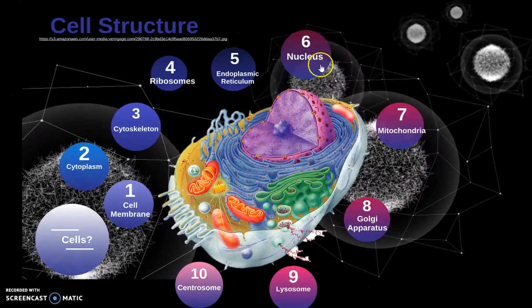Now, the nucleus, and that's this big honking thing in the middle. It's pink and purple. The nucleus is the control center of the cell, and it holds the genetic material inside.